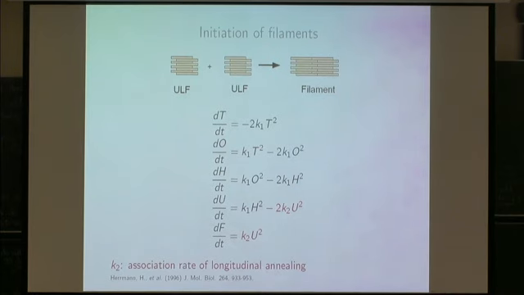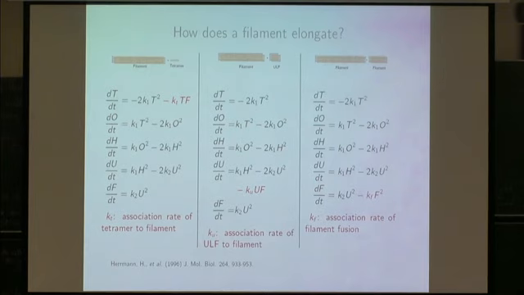And now, finally, the question: how to elongate a filament. We assume 3 possibilities: longitudinal annealing of a tetramer to the end of a filament, ULF to a filament, or filament to filament longitudinal annealing. So we are going to have 3 constants. Kt represents the tetramer addition, Ku represents the ULF addition to the filament, and the filament longitudinal annealing is going to be represented by Kf.